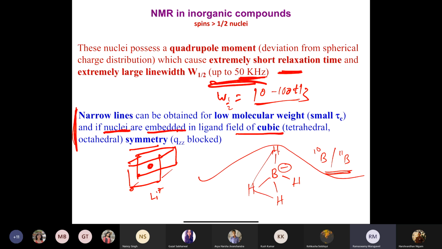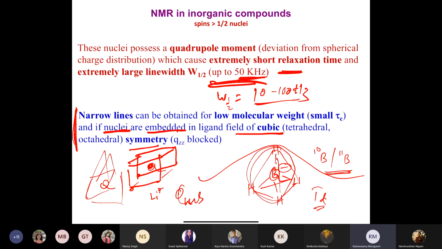So these are in symmetric fields. This is a tetrahedral field. This is an octahedral field or a cubic field. Whenever you have a quadrupolar nucleus in the middle of a symmetric field, because there's a very spherical field around it, the quadrupolar moment of this gets somewhat cancelled. As a result, you can see fairly sharp signals.